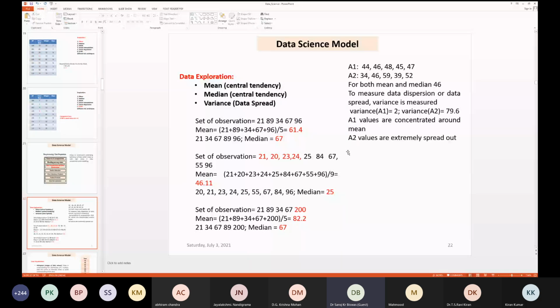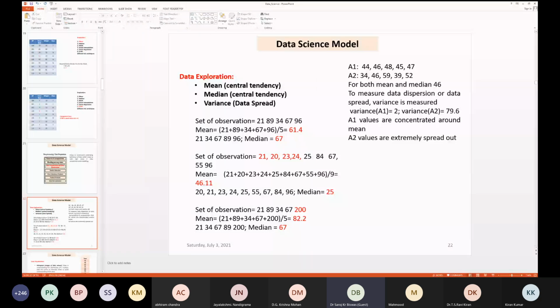The data explorations can be done. There can be a number of techniques, a number of measures, right? Here we have taken 3 measures, and these are statistical measures: the mean, the median, and the variance. Using the mean and median, we can find the central tendency of the data. And by variance, we can understand the spread of the data and how it spreads.